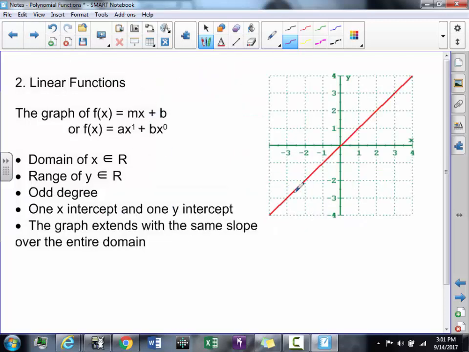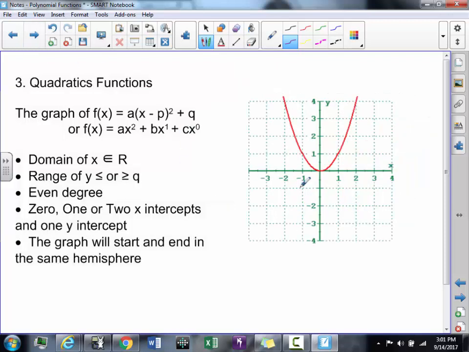Then there's linear functions. This would be like y equals mx plus b, or this one right here would be y equals x to the 1 plus 0. Essentially, that's what this particular graph is. By virtue of it being an odd degree, it's going to go all the way across the graph. So it has everything for domain and range, and it's going to have one x and one y intercept. This one happens to be the same one, but if I put that graph right here, here's your x-intercept, here's your y-intercept.